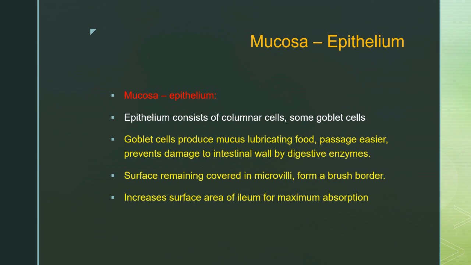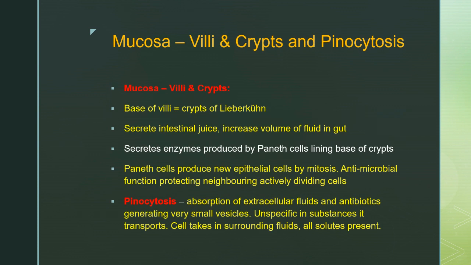Your surface remaining will be covered in microvilli. This forms your brush border that we just mentioned, and it will also increase the surface area of the ileum for maximum absorption. So if you ask the question, how is the ileum adapted for maximum absorption? Increased surface area from microvilli. Now finally we're going to talk about villi, crypts and pinocytosis.